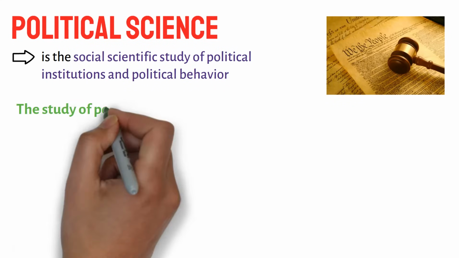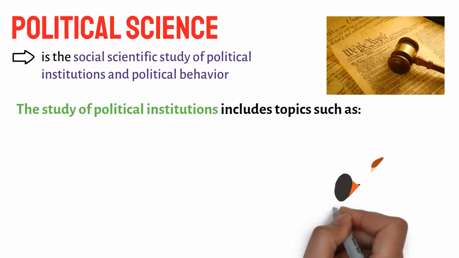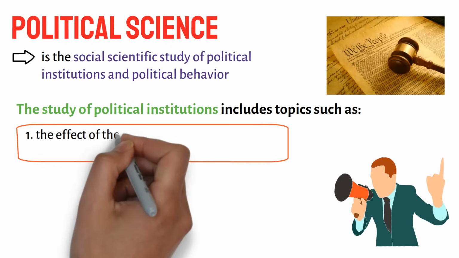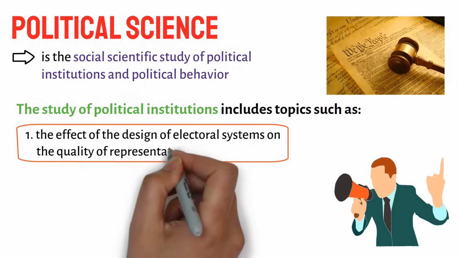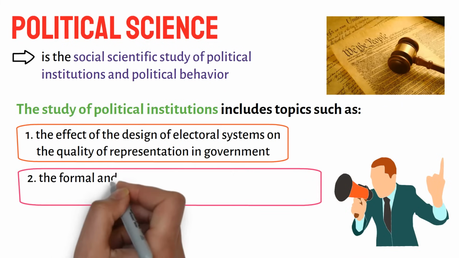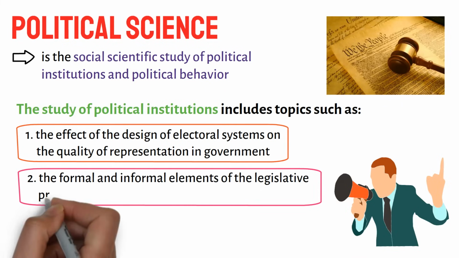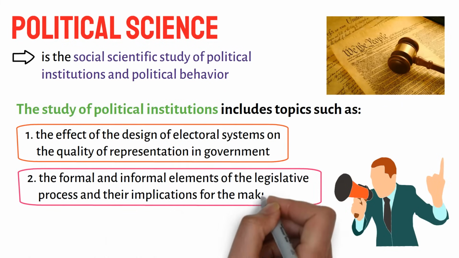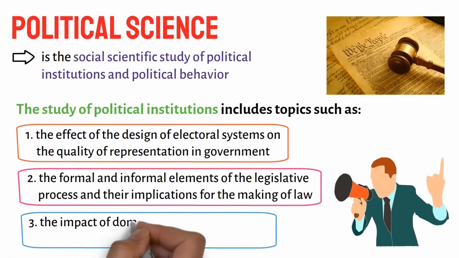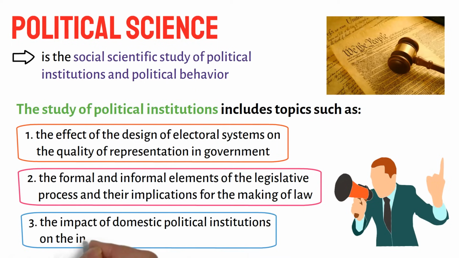The study of political institutions includes topics such as the effect of the design of electoral systems on the quality of representation in government, the formal and informal elements of the legislative process, and their implications for the making of law, and the impact of domestic political institutions on the incidence of international conflict.